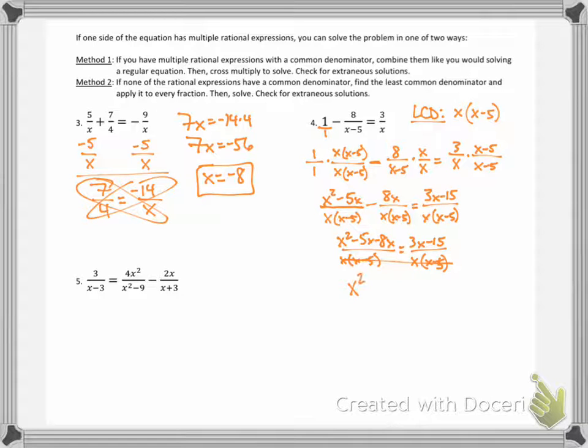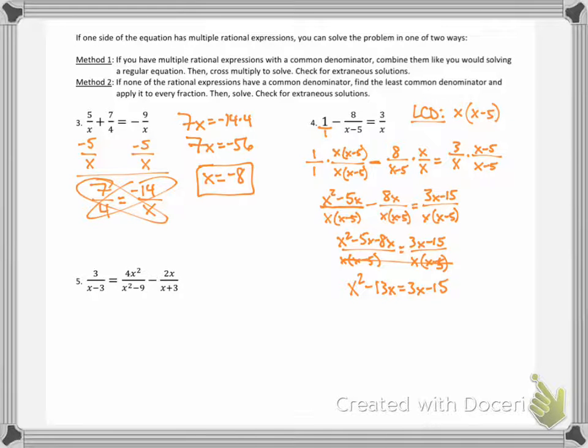So look what I got here. X squared, I'm going to combine that and make negative 13x, and set it equal to the other numerator. Because if I cross multiplied, I'd have the x times x minus 5s on opposite sides. They'd cancel anyway, so there's no point in keeping them. Let's just get rid of them.